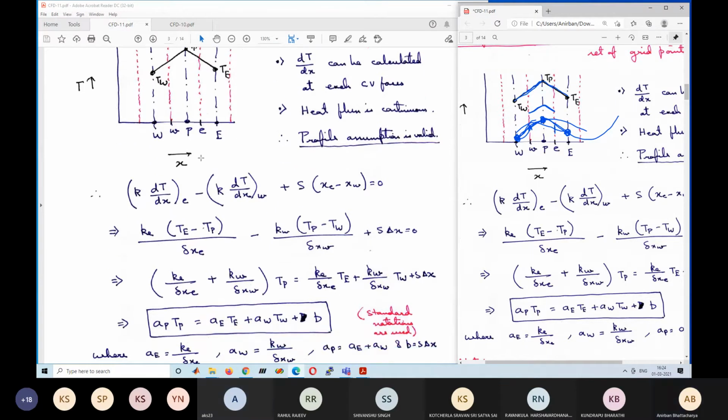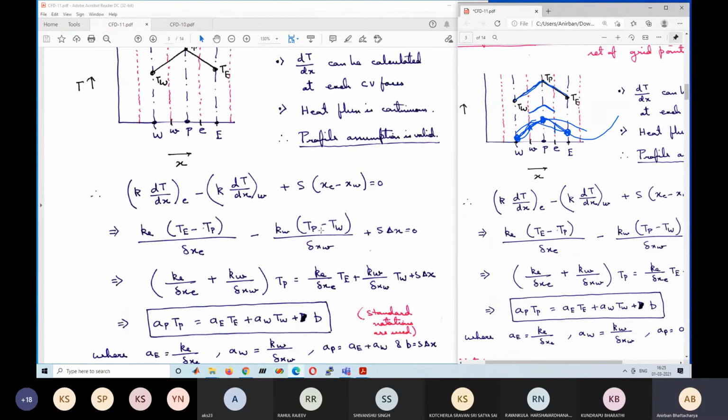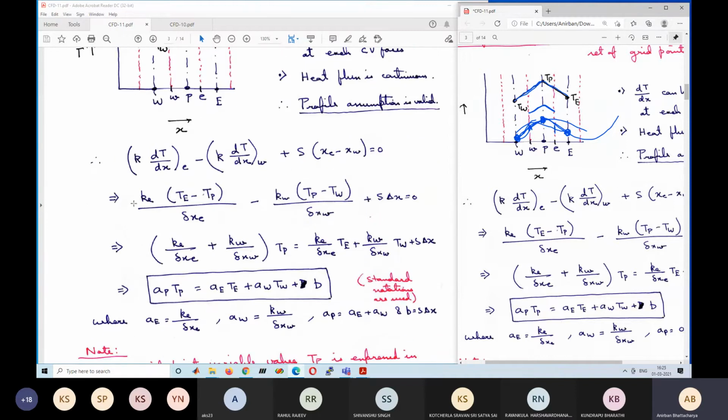Okay, fine. So now we can write this as KE times TE minus TP by delta XE, minus KW times TP minus TW by delta XW, plus S into delta X. S is known to us, and KE and KW are the interface conductivity values. We will see later, in the next class or even today, depending on how much we can cover, how to find this interface conductivity value. One approximation can be a linear average, so K at the interface may be K at capital E plus K at capital P divided by 2. But for this moment, let us assume that KE and KW are known.